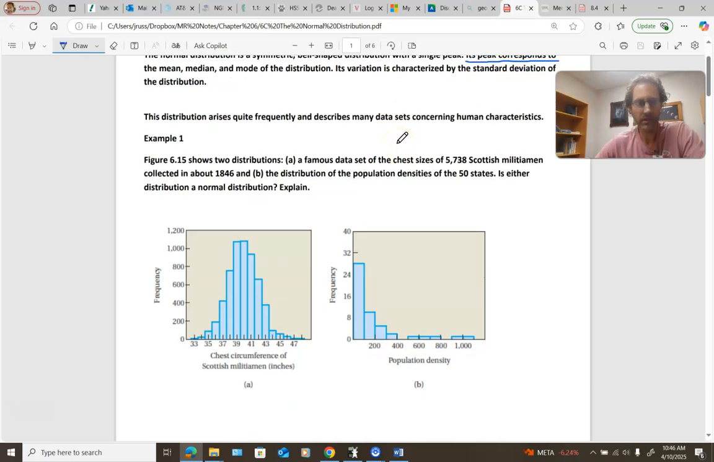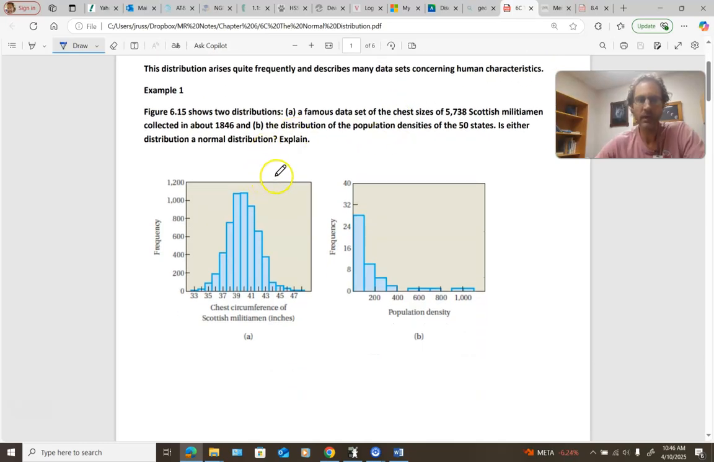Alright, and so let's look at this example 1. What we have here are two different distributions. Now remember, these shapes that I'm talking about, when I draw them with a smooth curve, they are just coming from histograms. If you draw a smooth line that outlines the bars of a histogram, then you get these shapes.